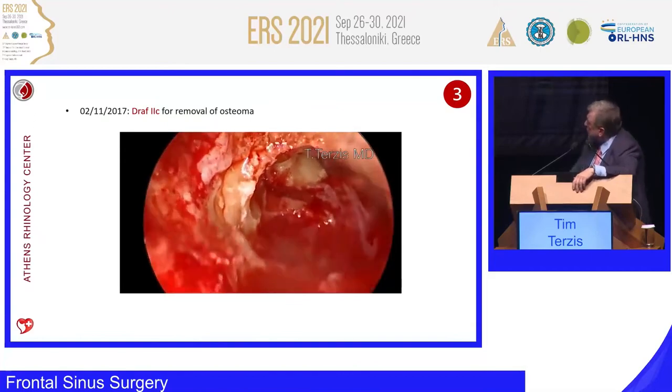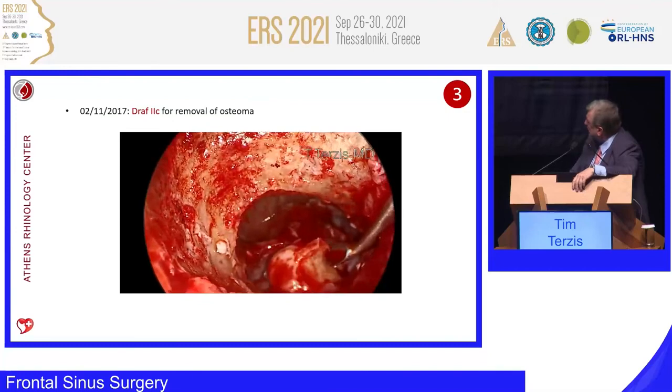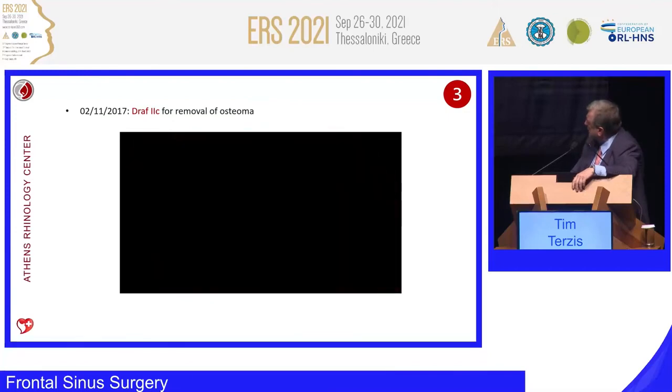So the osteoma was removed with an extended 2B or 2C, and immediately postoperatively the pain disappeared. How long? Quite long, actually. 4 years now. Okay.